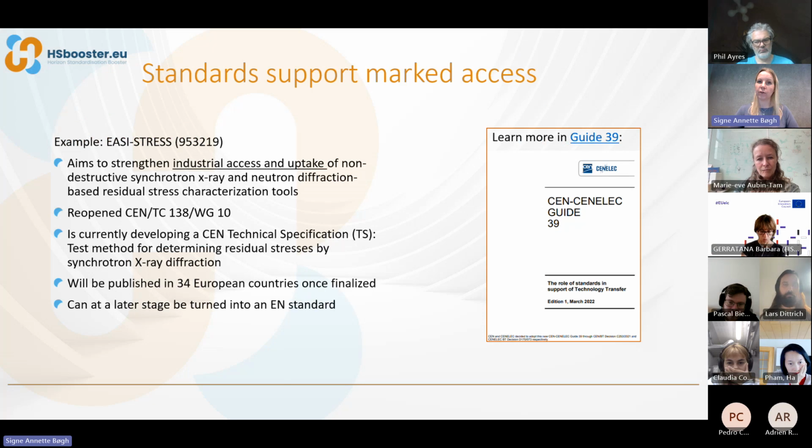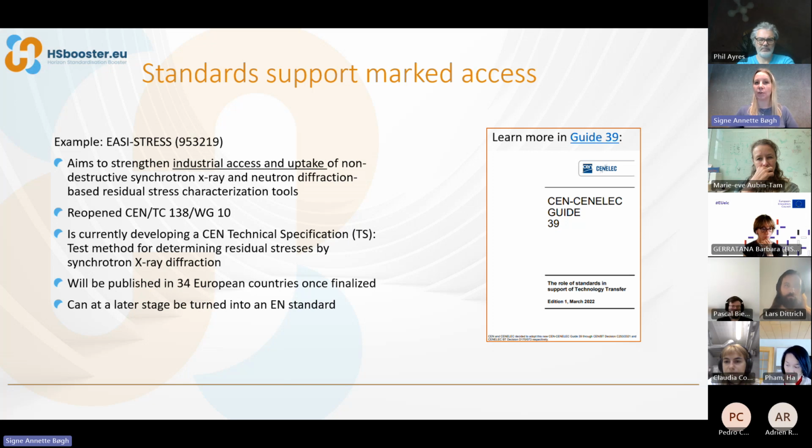Standards, they're also a very good way of supporting market access, especially if you're working with something that's groundbreaking. I have an example here. This is a project that Danish Standards is a partner in. It's called Easy Stress. What they're working on is to develop a method for non-destructive testing of metal. The reason why they're doing this is, of course, they want to make sure that we can have metal structures that have as long a life as possible.